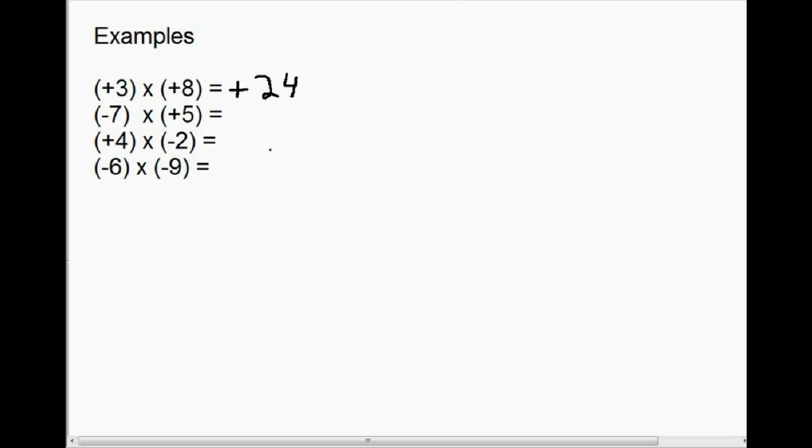For the next one, -7 times +5, well, a negative times a positive is a negative, and 7 times 5 is 35. Carrying on, +4 times -2, a positive times a negative. The signs are different there, so the answer has to be a negative. And 4 times 2 is 8. And finally, a negative times a negative. The signs are the same there, so the answer is a positive. And 6 times 9 is 54.